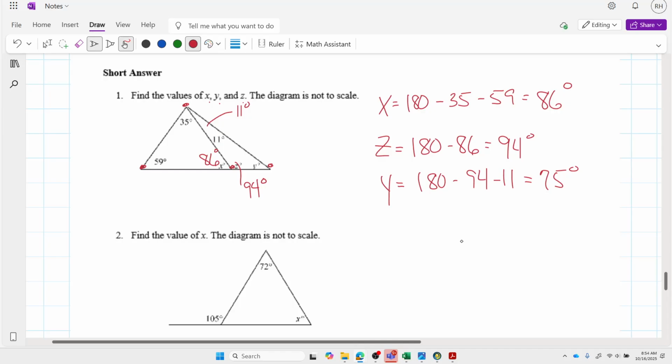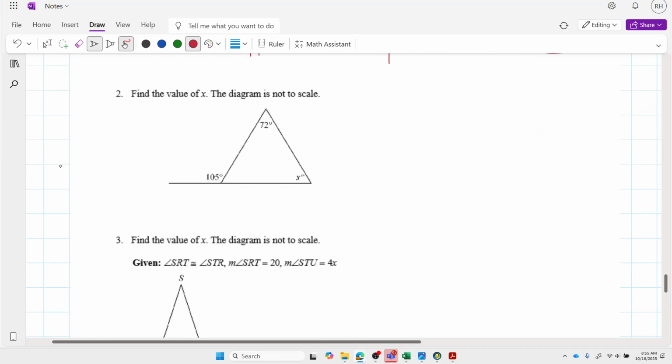Now, pay attention for a second. Do you see the order of these answers? It goes X, Z, Y. When you're taking your multiple choice quiz tomorrow, the answers are going to be in the order of X, Y, Z. Okay? So make sure you're paying attention to that. Here's your X, this is your Y, and this is your Z. Got it? Good.